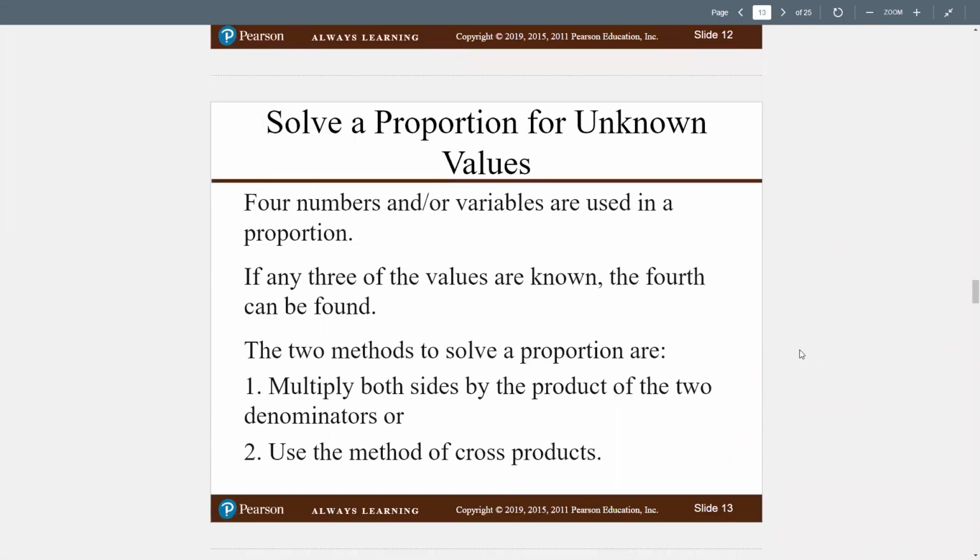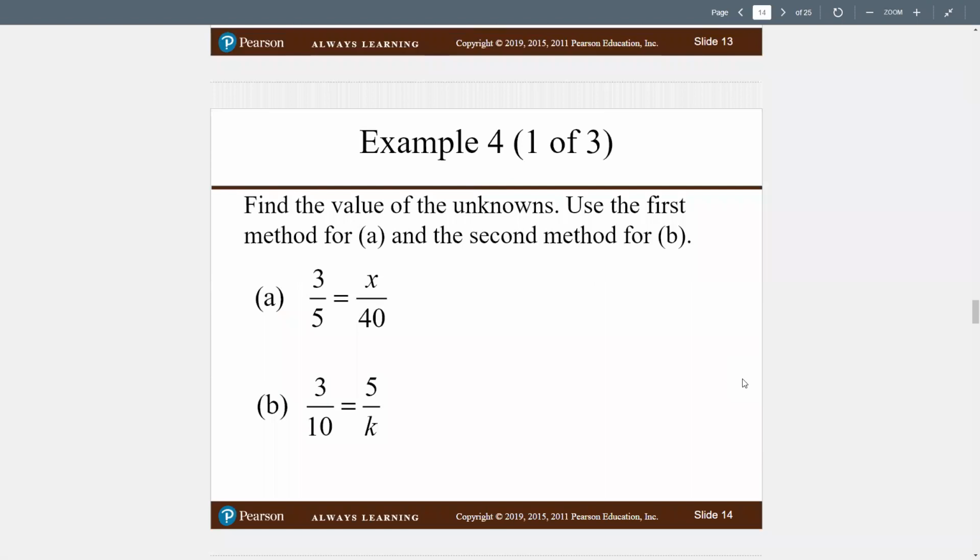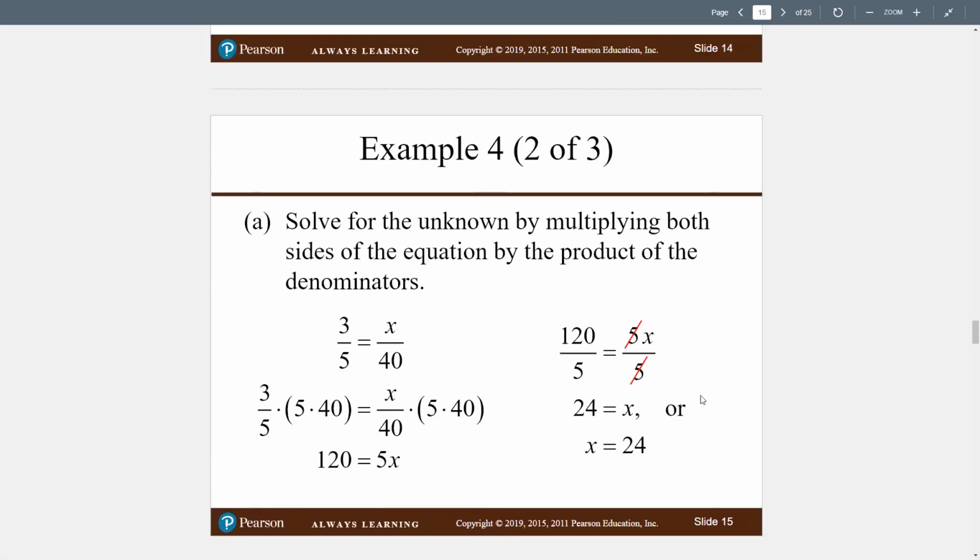Okay, for numbers and or variables used in a proportion, if any three of the values are known, the fourth can be found. The two methods to solve proportions are multiply both sides by the product of the two denominators or use the method of cross products. That's basically the same thing. So 3/5 equals x over 40. I like doing it where you take 3 times 40 and you get 120, and then 5x, divide each side by 5, x equals 24. Okay, that's how I do it.